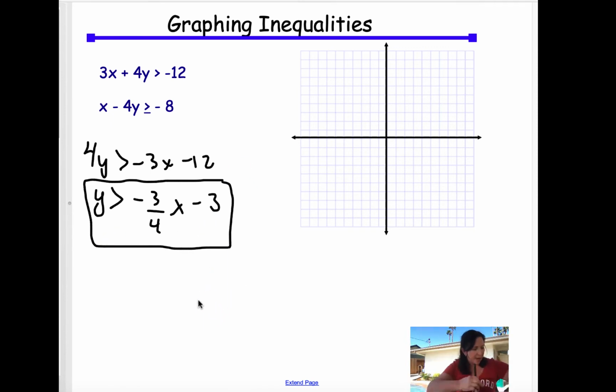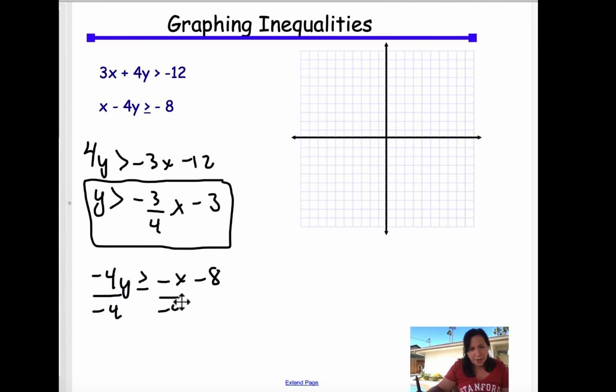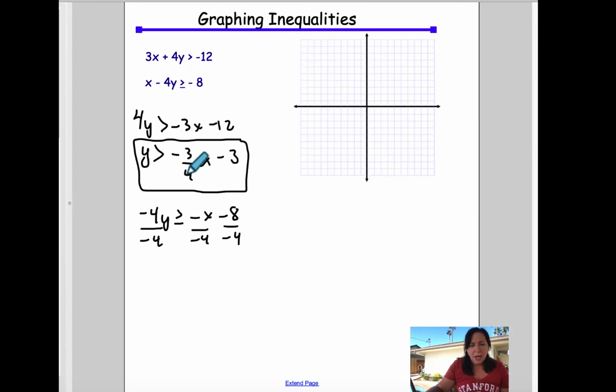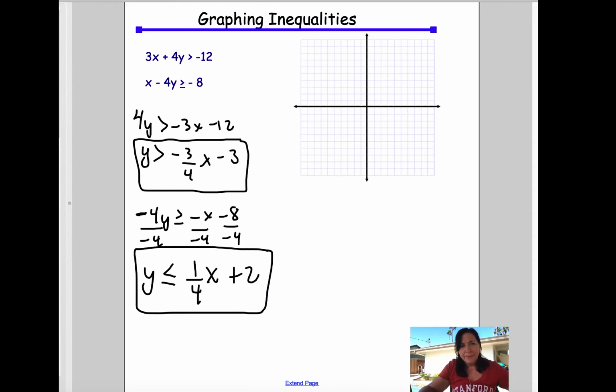The next question is that the second one is going to be negative 4y greater than or equal to negative x, and then minus 8. So I'm going to divide by negative 4. I'm showing this one step. I know I didn't show it in the other problem, but only because when I divide by a negative number, it does change the inequality direction. Remember, this negative sign is actually saying the opposite of greater than, which leads to less than. So then y is less than 1/4 x and then plus 2. So I'm going to box that equation up.